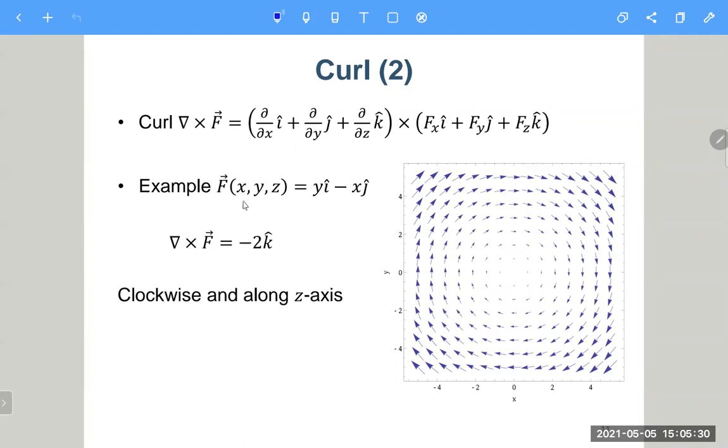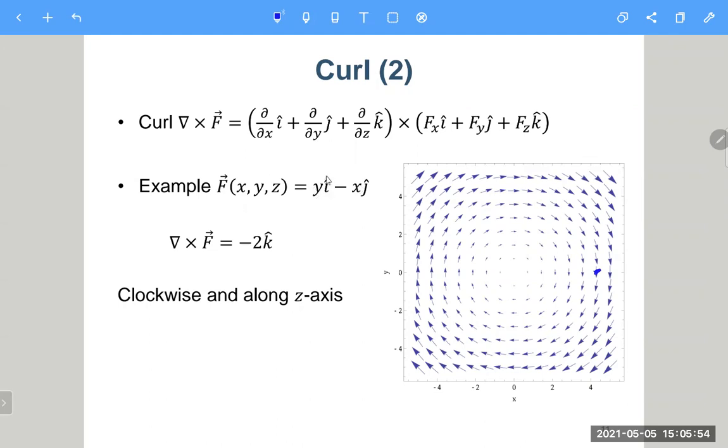And if you want to know, for example, the origin, it is 0, 0. So you just plug in 0, 0 here. So in the middle it is 0, so you cannot see an arrow here. And for example, if this point is 4, 0, you plug in x is 4, y is 0.